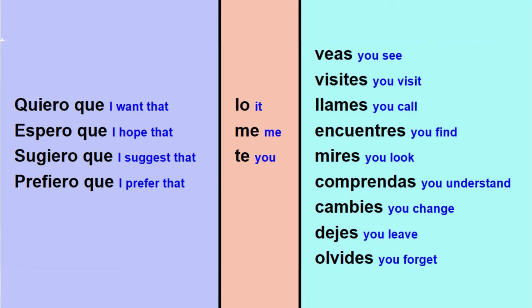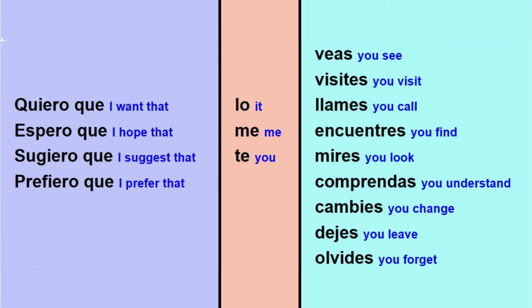And the reason why we have the subjunctive there is because in our first column, these are verbs where it's basically I'm wanting to influence you. I want you to do this. I hope that you do this. I suggest that you do this. I prefer that you do this. So they're kind of verbs that influence you to do something. So quiero que, I want that. Espero que, I hope that. Sugiero que, I suggest that. Prefiero que, I prefer that.